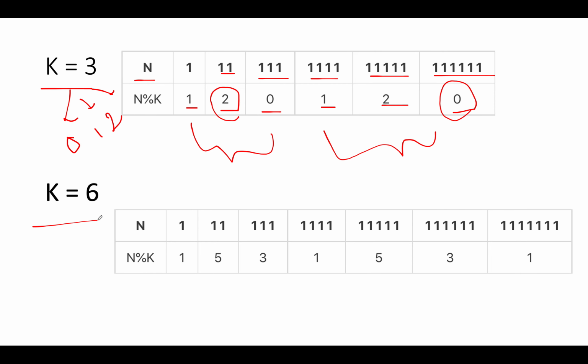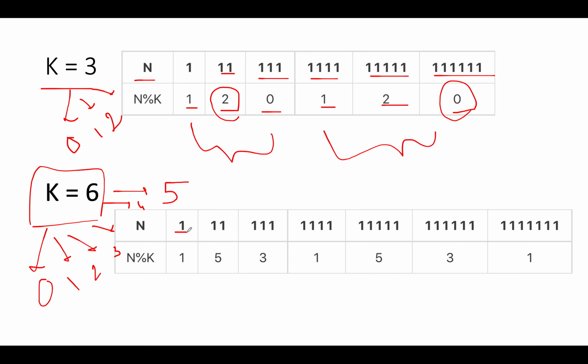Let's take another example. Let's take the value of k as 6. So what all remainders can be generated when we perform n modulus k operation? It could be 0, 1, 2, 3, 4 and 5. Let's start with the value of n as 1. So n modulus k gives us 1. Let's take value of n as 11. 11 modulus 6 gives us 5.